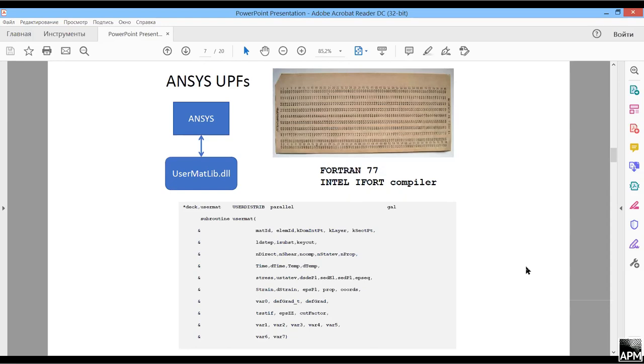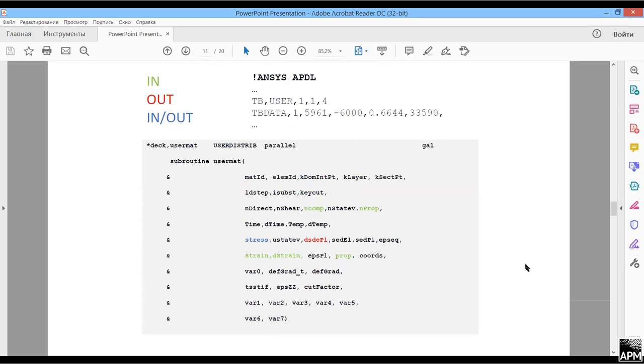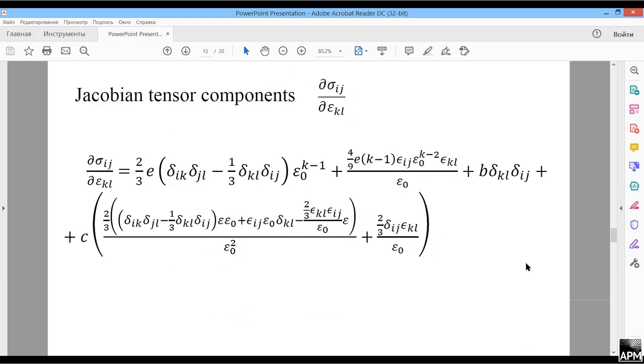Also, these material equations were implemented in the ANSYS finite element analysis system. There were some technical problems, but they are not the task of this presentation to discuss. All we need to know is that to implement that material model, we need to calculate the Jacobian tensor components for our constitutive equation, and it also was done. Our model is simple, so this can be done analytically.